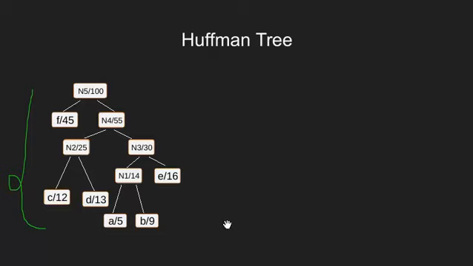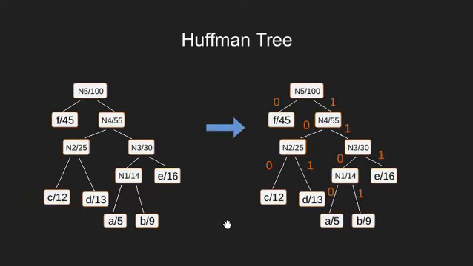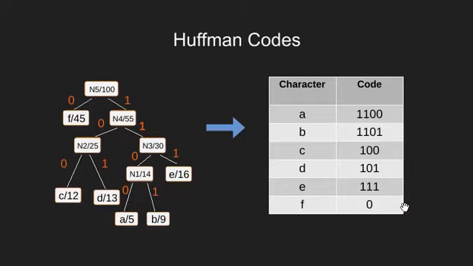Now to generate code from this tree, we have to assign 0 to each left edge and 1 to each right edge as we cover all the root to leaf paths. See 0, 1, then 0 and 1 and so on. These are the codes formed for each character.